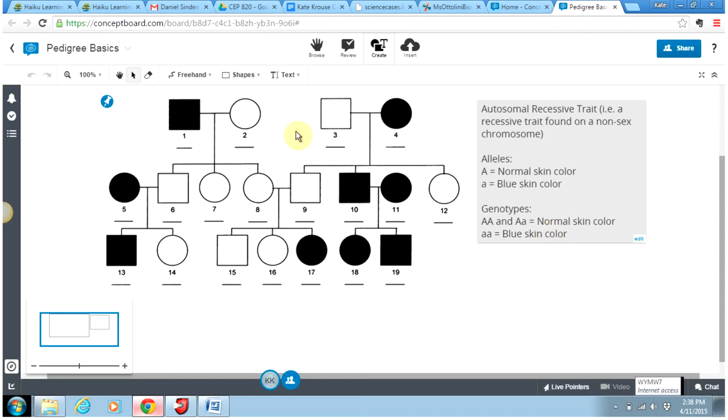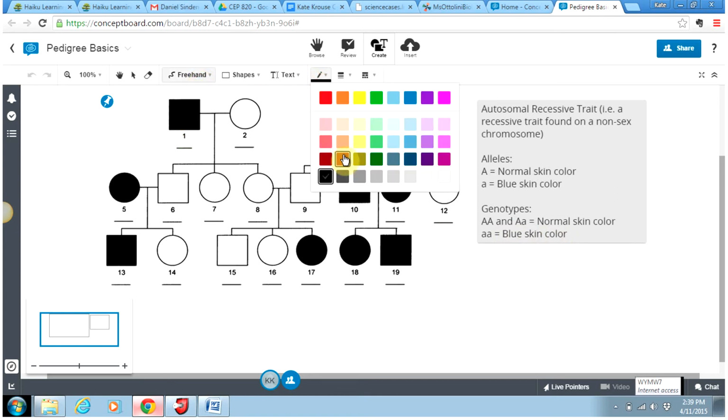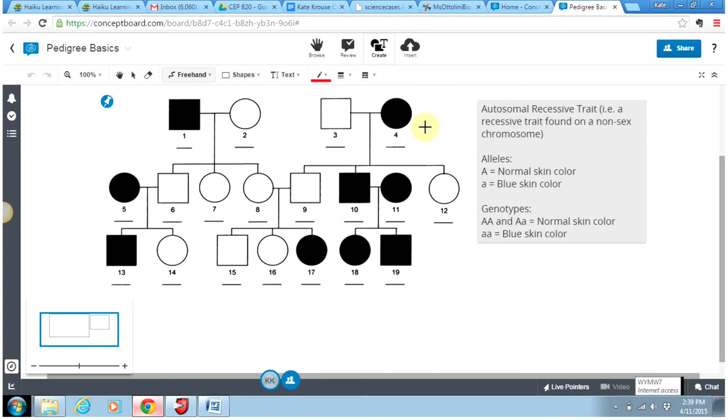So let's say I wanted to focus on this section of my pedigree. It looks like I have the mother, individual 4, and two children, individuals 10 and 11, showing the trait. I know that there's only one possible genotype, little a, little a, that could give these individuals blue skin color. So I'm going to go ahead and write in the genotypes of those individuals, and they have to be little a, little a.